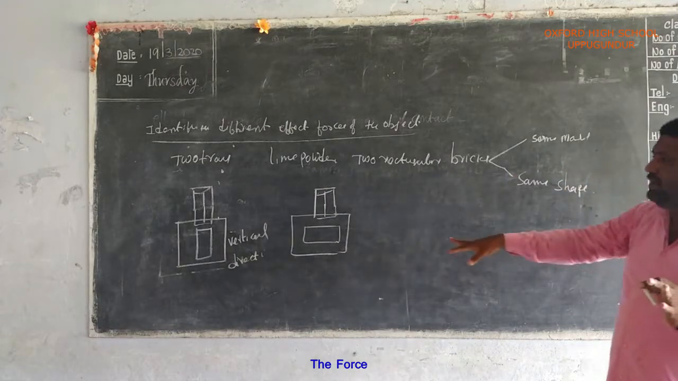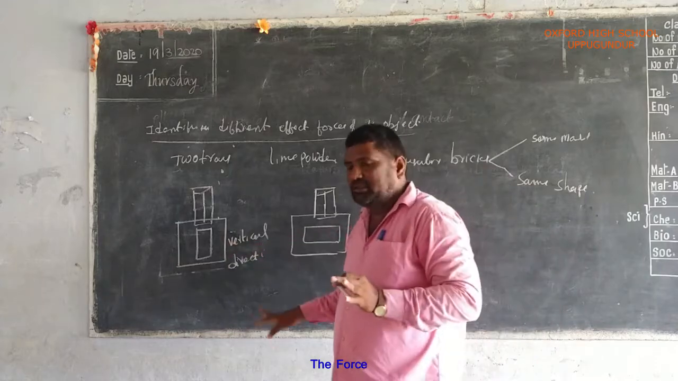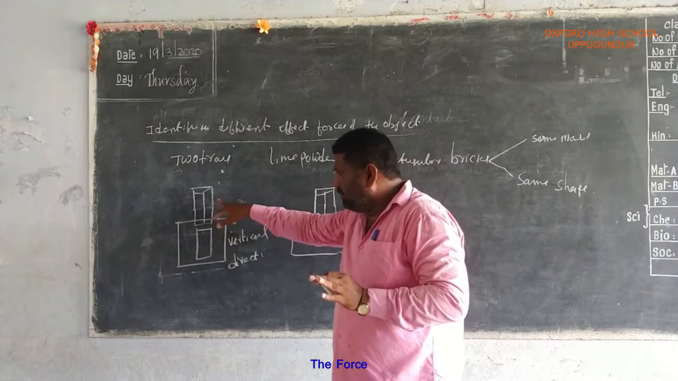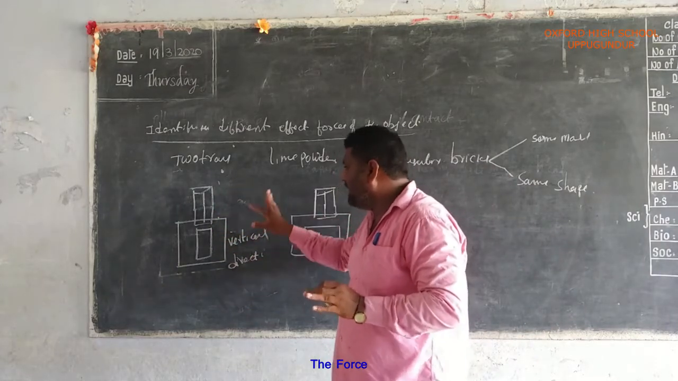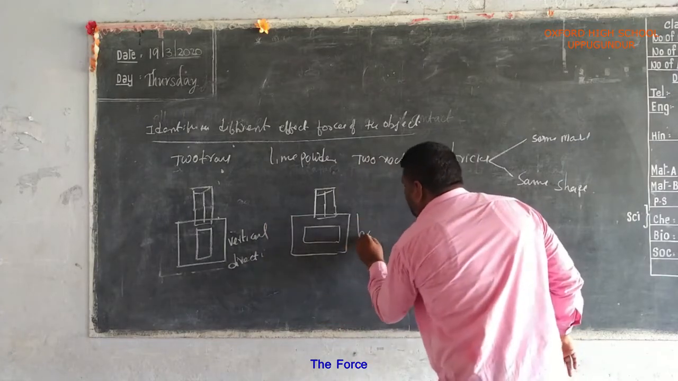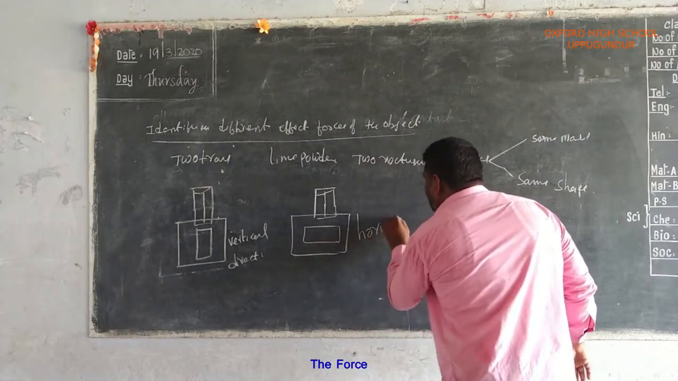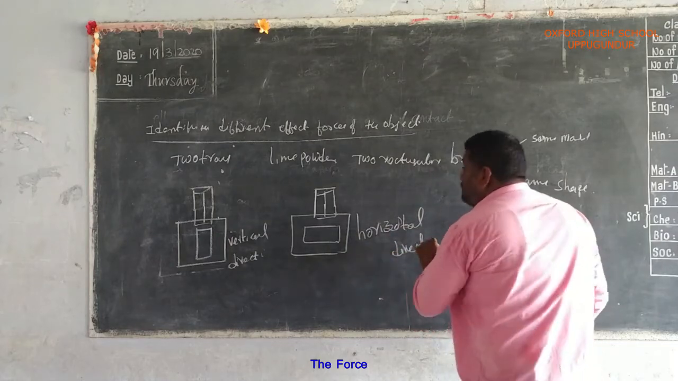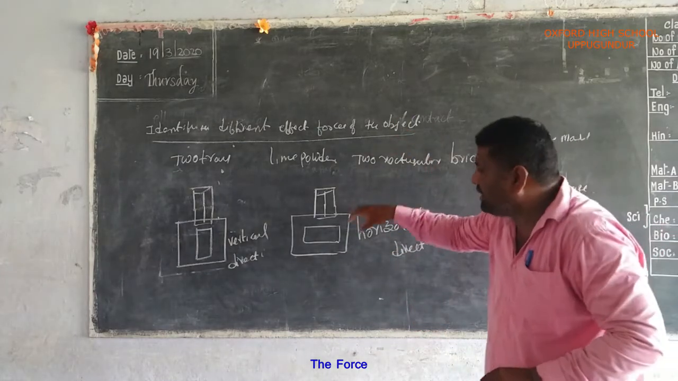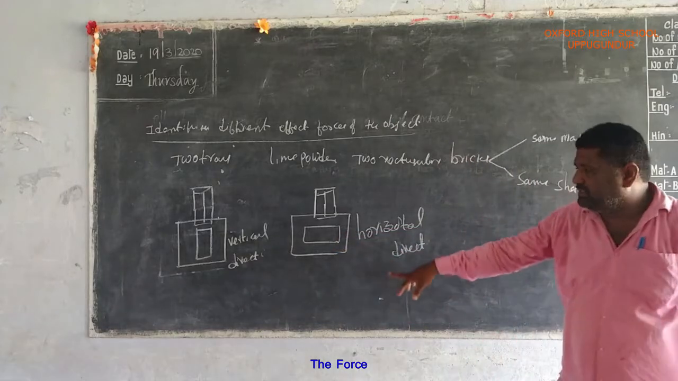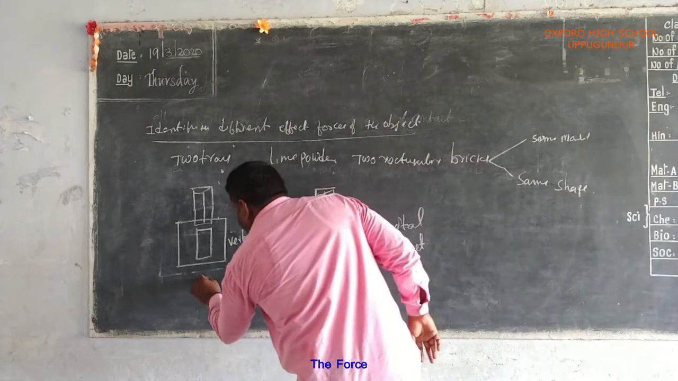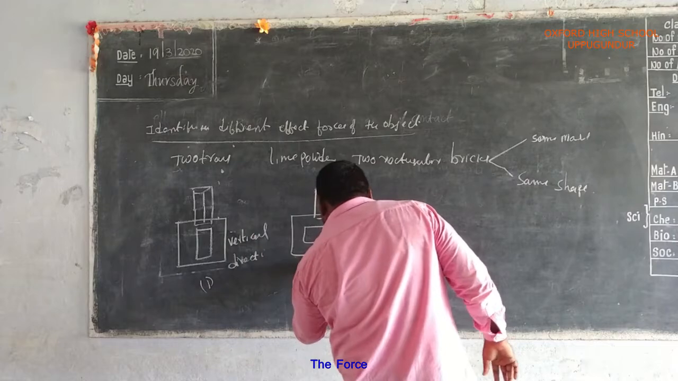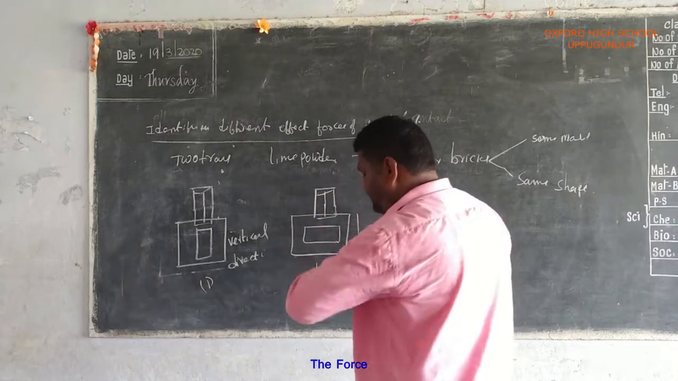Okay now. Now I draw the two trays. In one tray, the brick is dipped in the vertical direction. In the other, it is in the horizontal direction. So which brick is completely dipped in the lime powder? The second case. It is the first case. It is the second case.